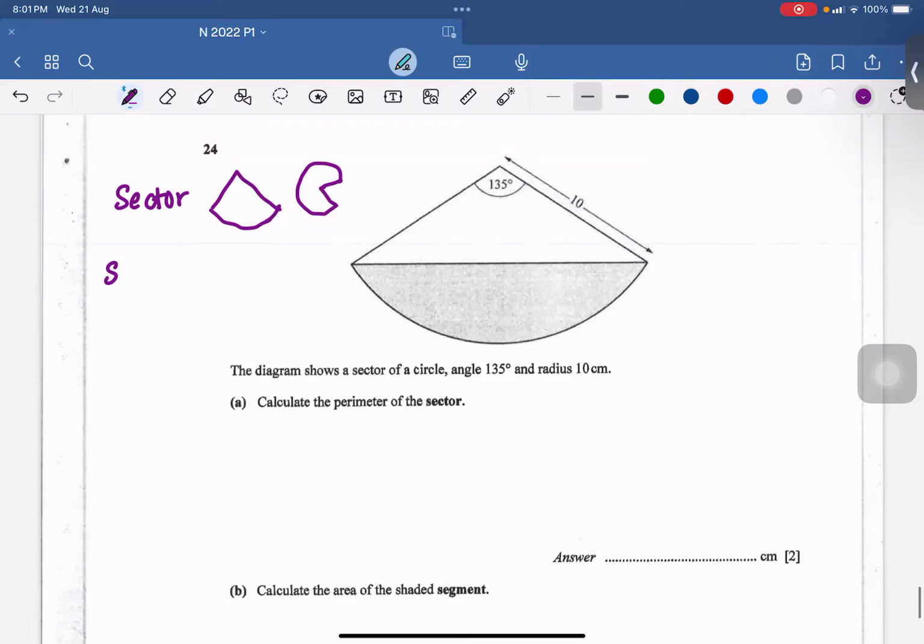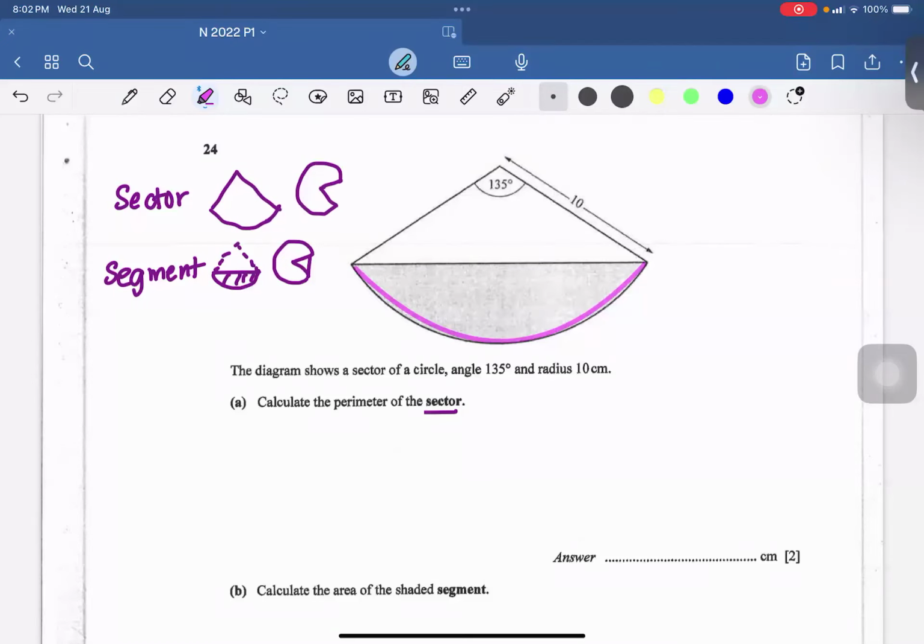If it's the word segment, segment means it's either the sector itself cut out, the minor segment, or the sector with the Pac-Man, you close up the thing, the major segment. So this word here is the sector, meaning they want the perimeter of the sector. They want this whole portion over here, this arc length, plus the arc length over here, plus the 2 radius.